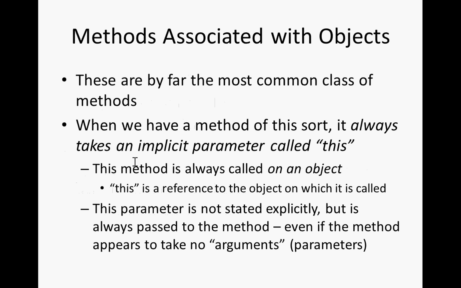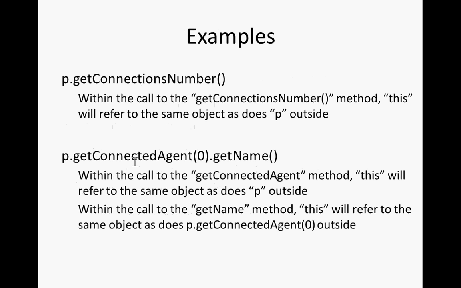what are my connections? Inside of that getConnectionsNumber, it can take this and it can iterate through each of its connections. Okay, p.getConnectedAgent.getName. Inside of this will refer to whatever this evaluated to. The reference that came out of this is the this inside of here. He's the object on which this is being called. So inside of this is referring to whatever this whole thing refers to, some object off there. Here, inside of this method, this refers to whatever p refers to.